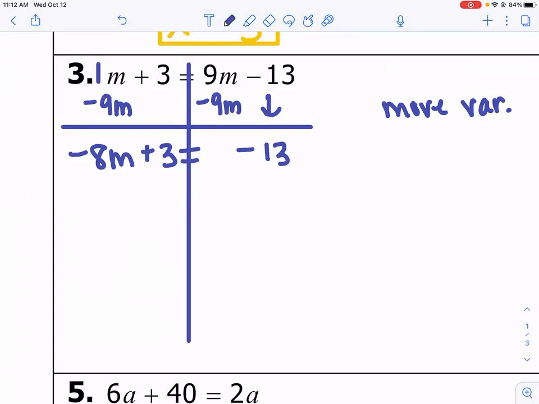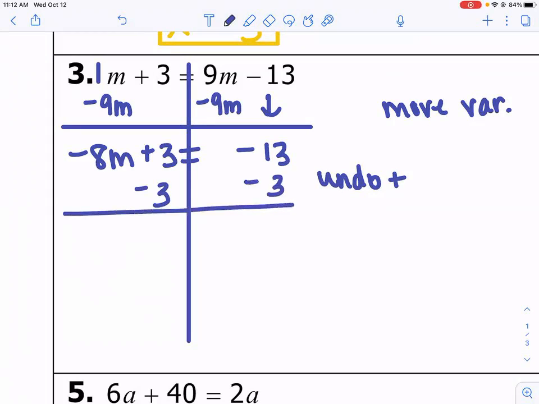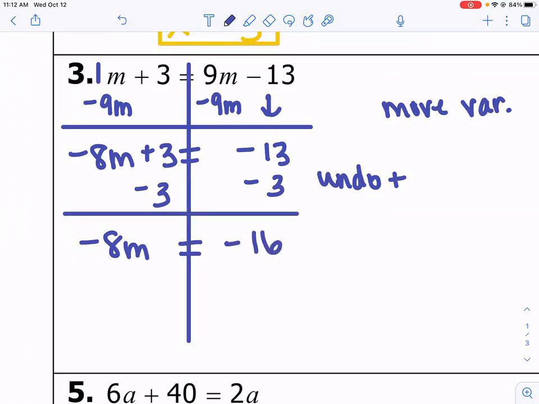Okay, Cordell, what's our next step? Do we move the 8 or the 3? Well, it's being added to 8m. So how do we undo it? See, you got it. So we have -8m, the positive 3 minus 3 cancels out. And then over here, -13 minus 3 is -16. Okay.